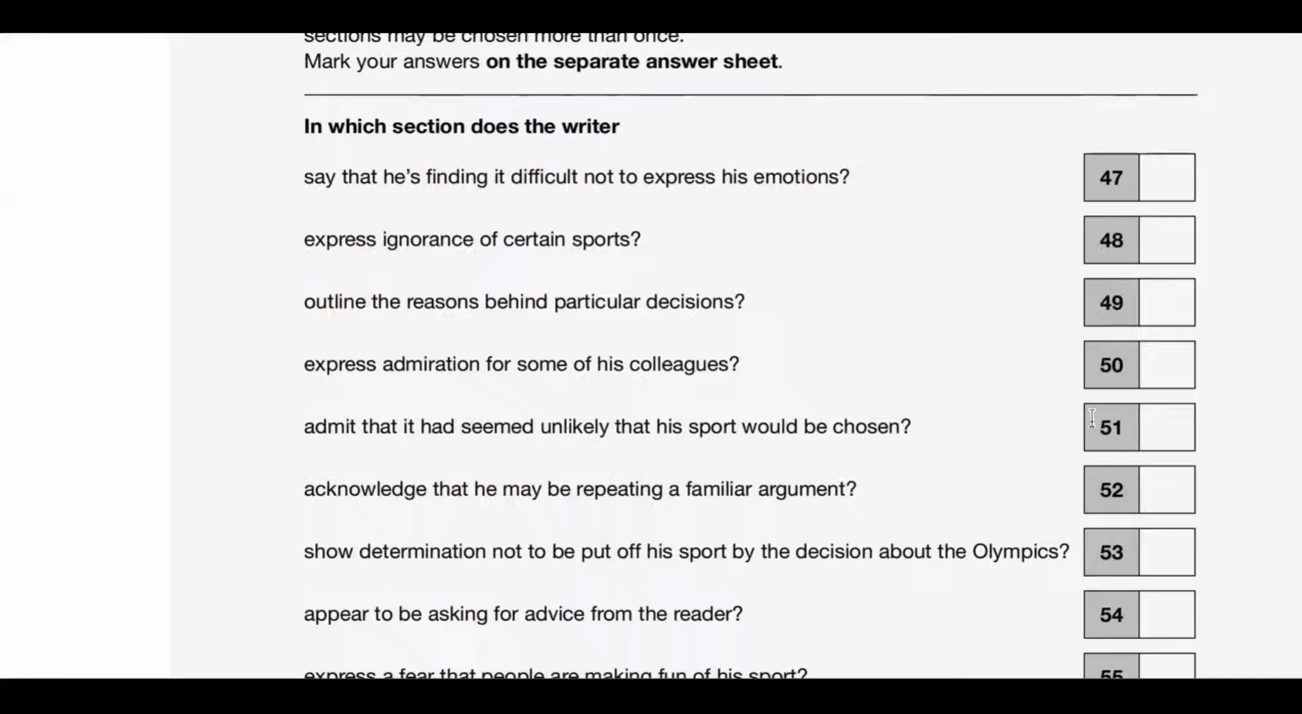Okay. 51, admit that it had seemed unlikely, so perhaps not possible, that this sport would be chosen. So whatever writer is talking about this particular sport, that it was almost impossible it would be chosen.